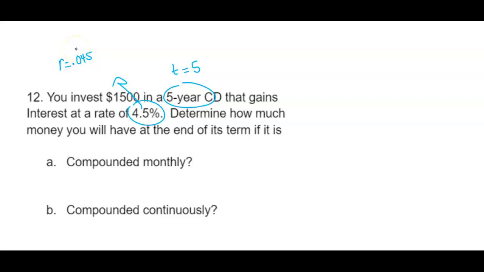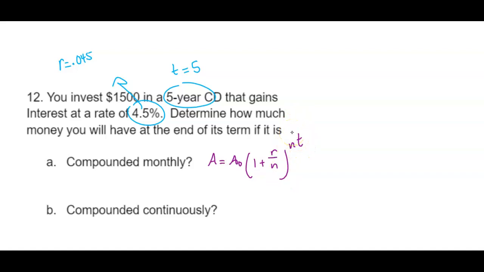Determine how much money you will have at the end of its term if it is blank. So we have 2 possibilities. What is it when we compound monthly? What is it when we compound continuously? Remember, these equations are not given to you. If it says compounded monthly, in other words, something like monthly, daily, yearly, it says compounding, but not continuously, you're going to be using the following equation. Your final value is equal to your initial value times 1 plus the rate divided by n, all raised to the n times t.